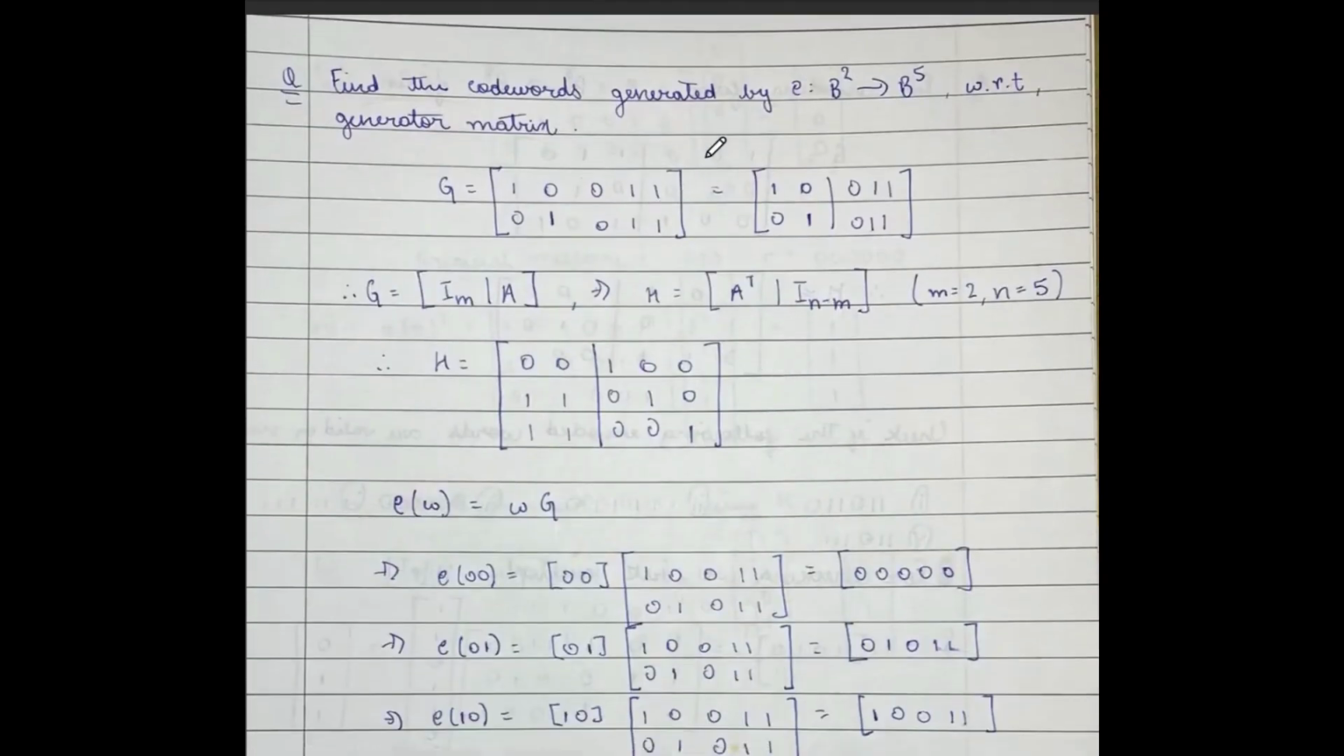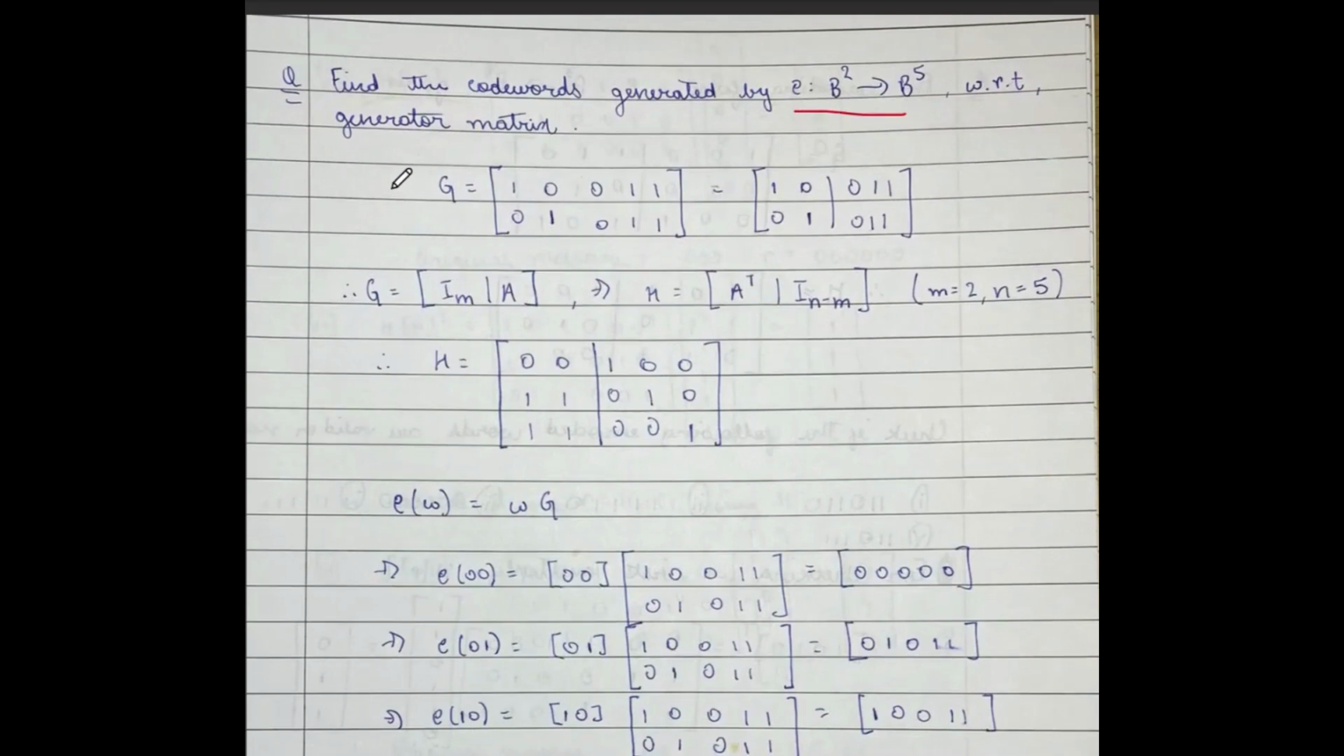Moving on, we have another question in which we have an encoding function e, and we have been given a generator matrix. So the generator matrix is very important because with the use of the generator matrix, we can make the code words that are very important for coding theory. So the generator matrix is given as a combination of an identity matrix of size m, and m is this size and this is n size. So G is equal to I_m | A. This means that this is the identity matrix and this is the matrix A.